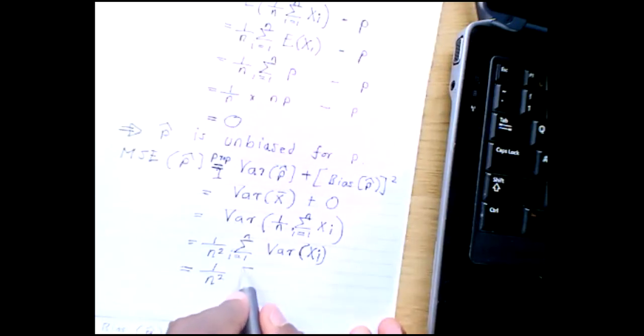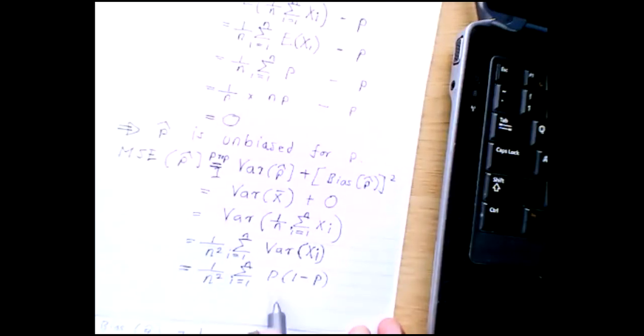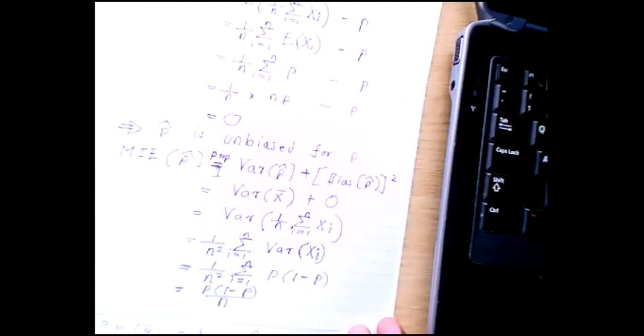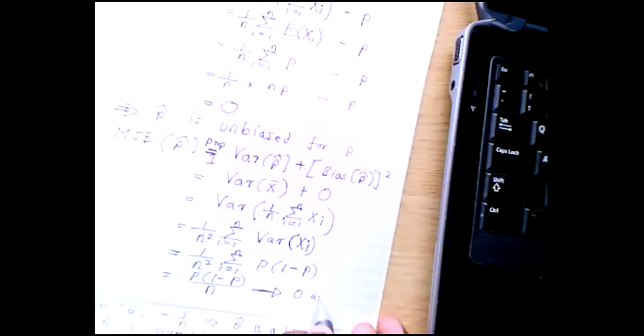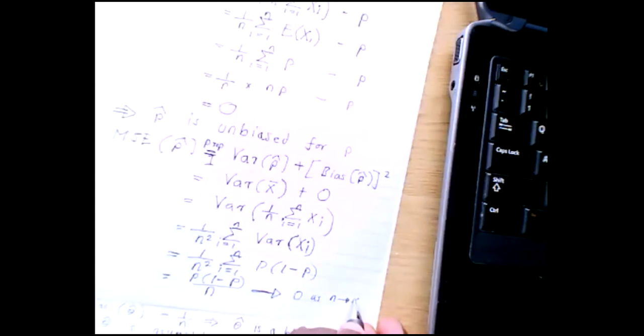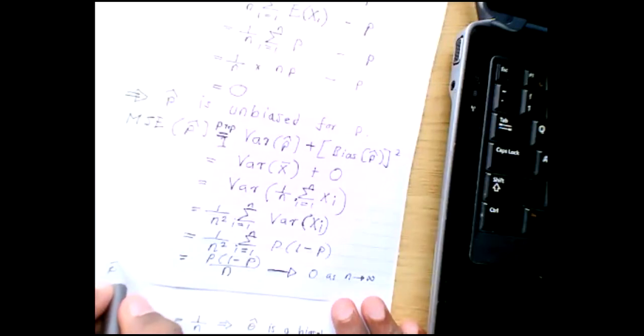So this becomes, using what you know in probability 1, this guy here is p times 1 minus p. This is a constant with respect to i, all right? So the sum of a constant is n times the constant. So what you get here is p times 1 minus p over n, okay? And as n approaches infinity, this approaches 0. All right. So what you can conclude here is that p hat is consistent.